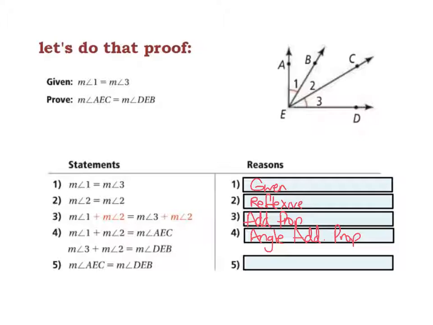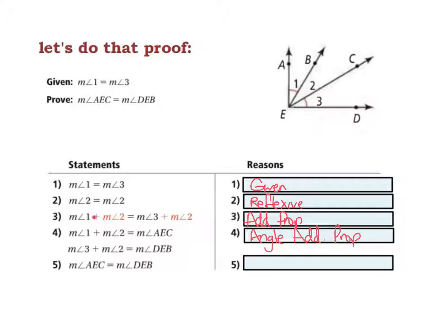Now we go to the last step, which is what we were trying to prove. The measure of angle AEC, this one here, is equal to the measure of angle DEB. That was the prove statement, so that's always what we wrap up with at the end. But why are we allowed to say that? You always want to look back and say, where did I last use that? AEC was here, DEB was here. Why am I allowed to say those are equal? Well, because 1 plus 2 is equal to 3 plus 2. Those are equal to each other, so what they're equal to. Oh, that was just a substitution.